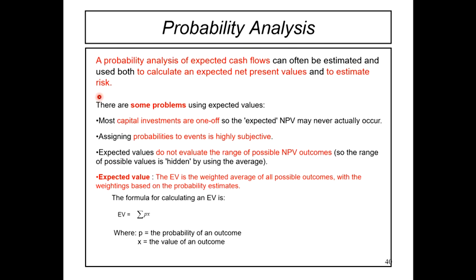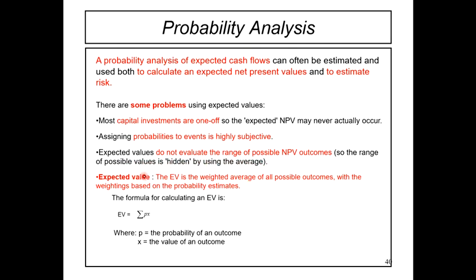Tapi there are some problems or limitations by using the probability analysis ni, that are most capital investment are one-off, so the expected NPV may never actually occur. Second, assigning probabilities to events is highly subjective. So kira probability yang di-assign tu ikut sukalah kepada company tu. So it's very subjective, so not really accurate. So next, expected value does not evaluate the range of possible NPV outcomes. So the range of possible value is hidden by average.